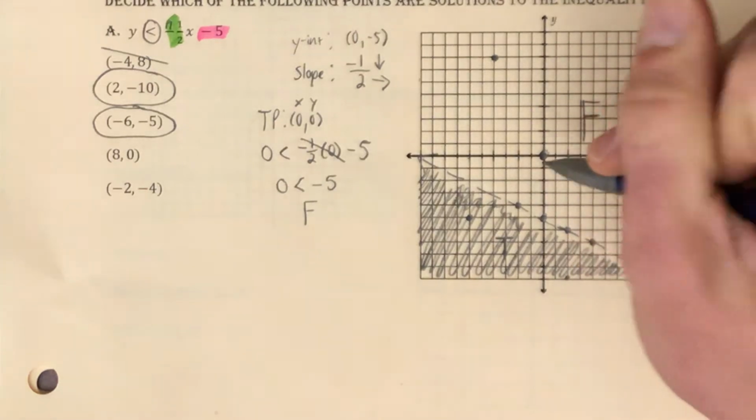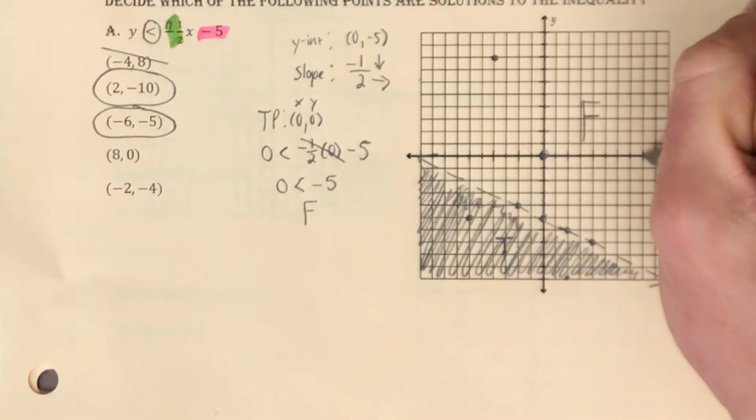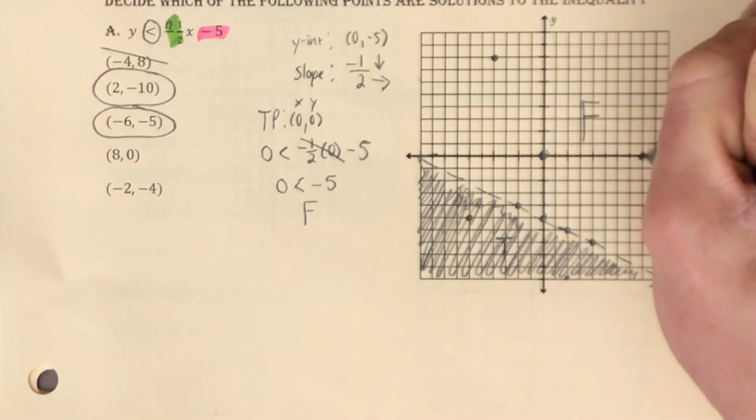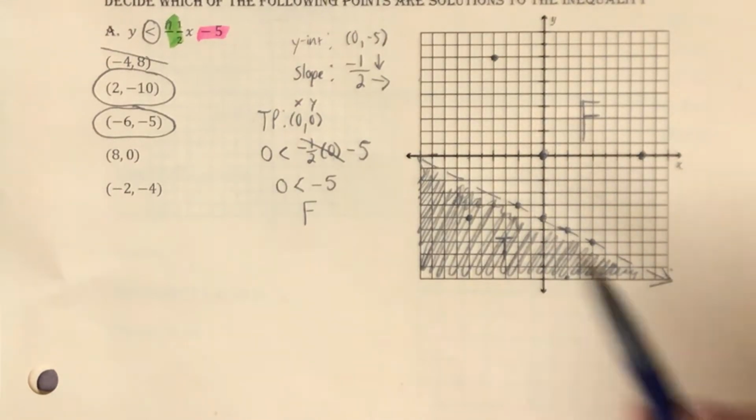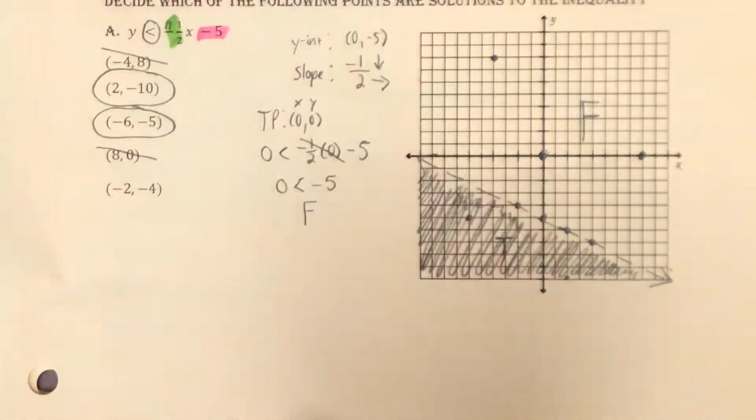Then we need to check the point 8, 0. That says go right 8 and then don't move up or down. Again, that's not a point in the shaded region, so it is not a solution.